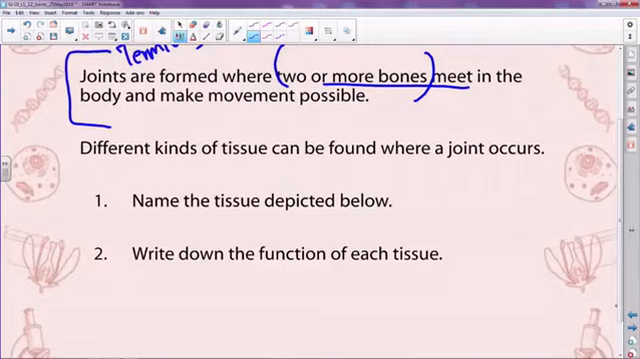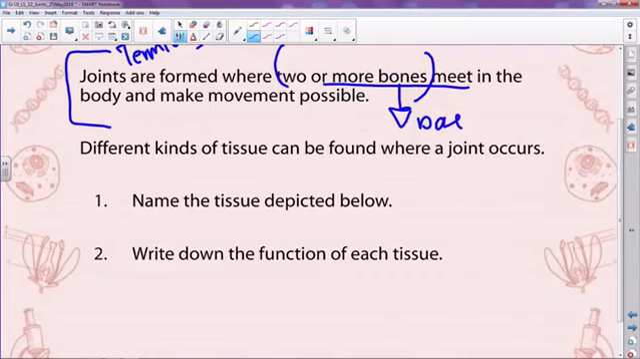Now, when we look at a joint, what we're going to see is that there are different kinds of tissues that are going to be found around a joint. So we've got two or more bones. We know that bone tissue is involved, but we also need the joint to have other tissues around it to stabilize it. We don't want that joint to always dislocate, to come out of its joint.